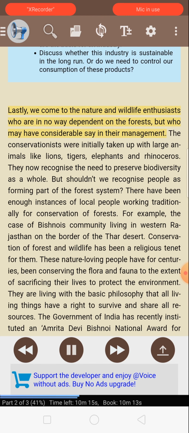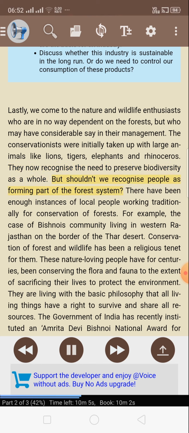Lastly, we come to the nature and wildlife enthusiasts who are in no way dependent on the forests but who may have considerable say in their management. The conservationists were initially taken up with large animals like lions, tigers, elephants and rhinoceros. They now recognize the need to preserve biodiversity as a whole. But shouldn't we recognize people as forming part of the forest system?